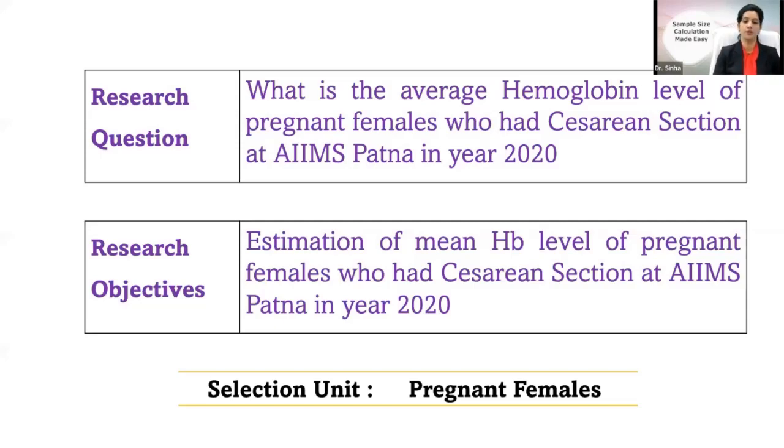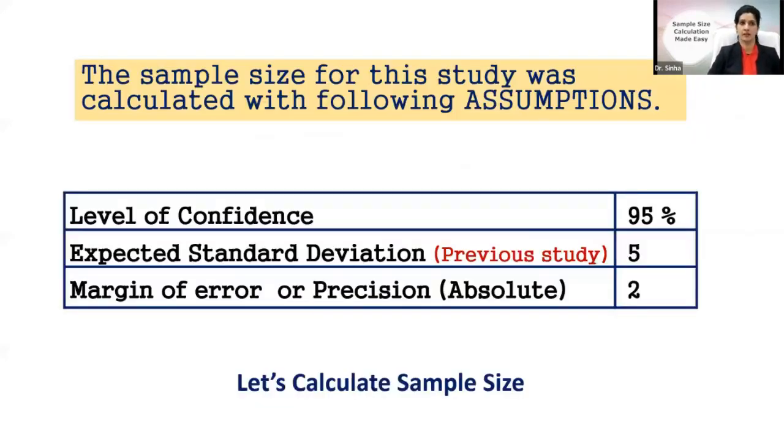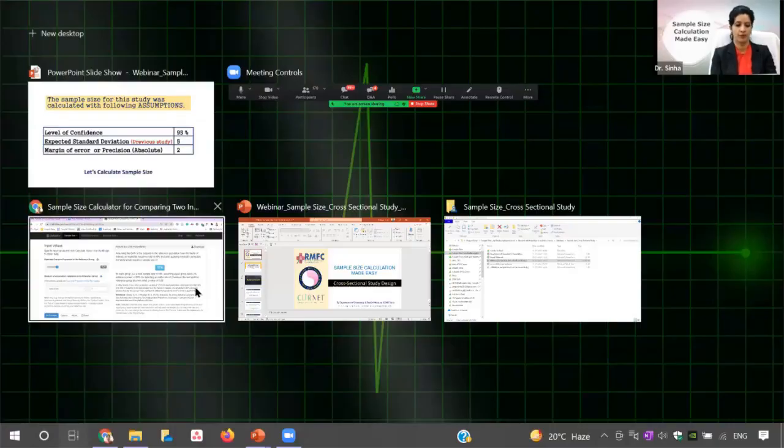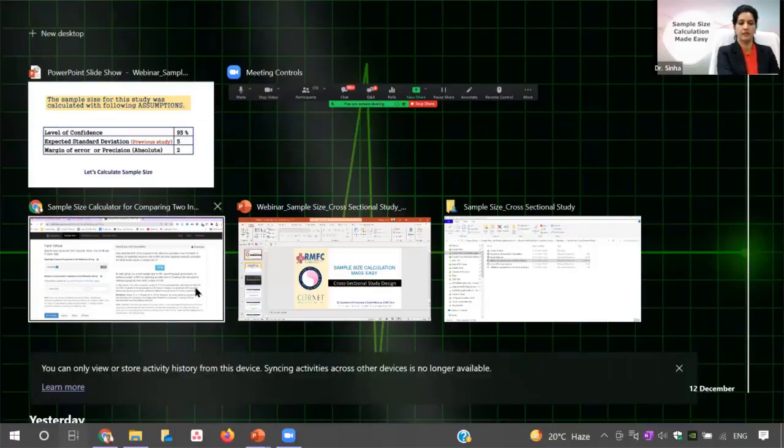So how will I do it? I have taken this assumption: 95% level of confidence, expected standard deviation is 5. I have taken the value from the previous study, and then I have used the margin of precision, or margin of error, as 2. So I have taken the expected standard deviation as 5 and margin of error as 2.